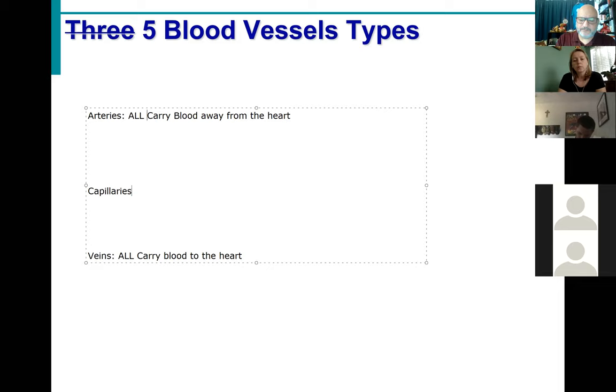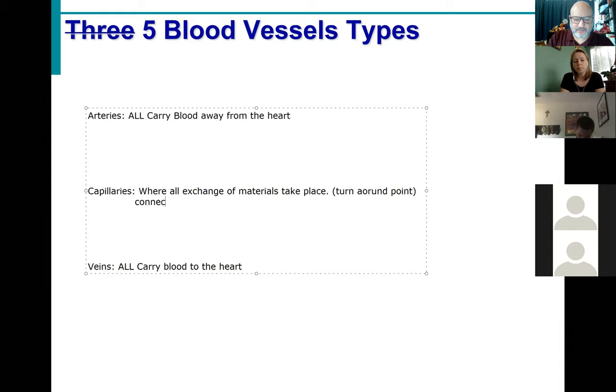And how do we define our capillaries? Is it exchange of nutrients? Yeah, absolutely. Where all exchange of materials takes place. And you could also think about it as the turnaround point. In simpler terms, capillaries connect arteries and veins, right? So that one connects the other. So I like that. Eric's got it perfect.